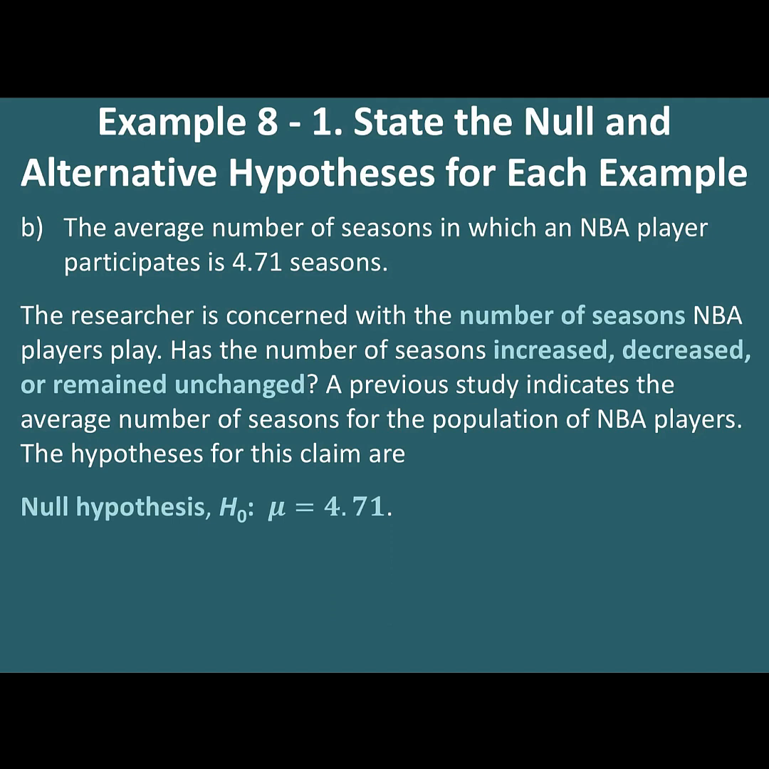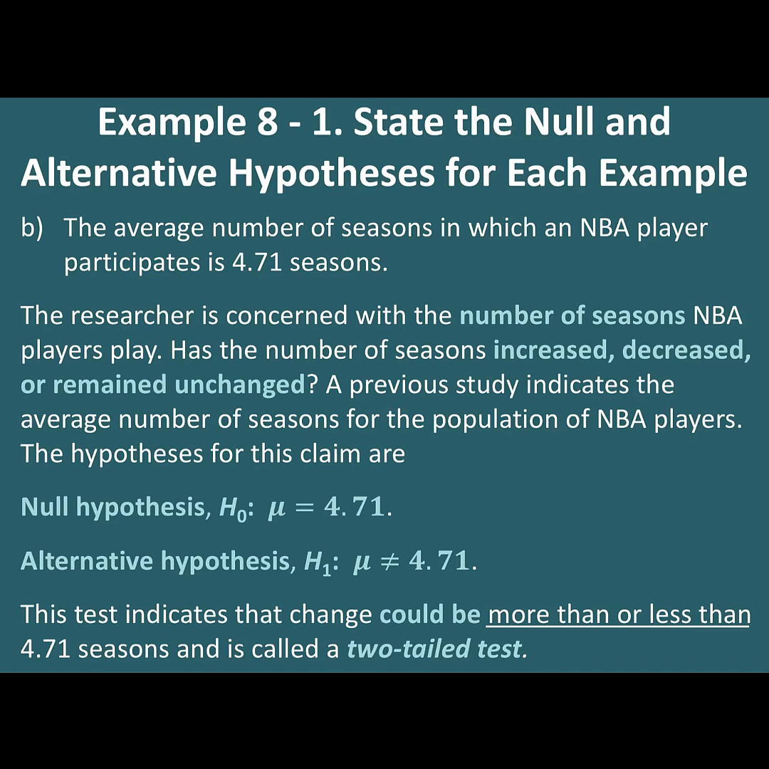The null hypothesis, once again, means there's no change, so the mean would stay at 4.71. But since the researcher does not indicate a claim of greater than or less than, the alternative hypothesis would simply be mu is not equal to 4.71. This test indicates that the change could be more or less than 4.71 seasons, so this is called a two-tailed test.